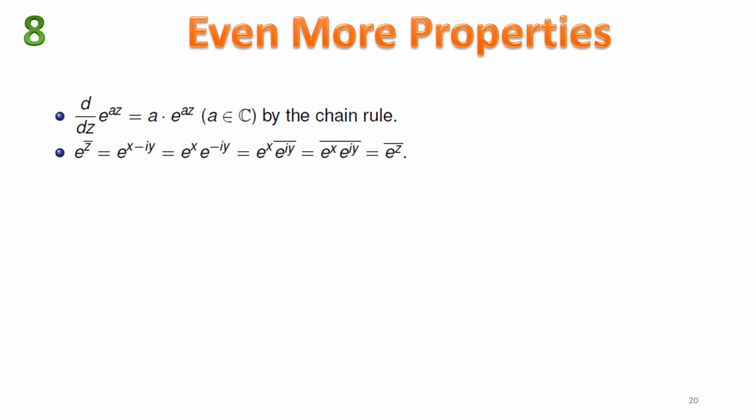So we can write that as a into e to the power az. Now we have e to the power complex conjugate of z. So the complex conjugate of z we are interested in. z is equal to x plus iy. So the conjugate of that z will be x minus iy, and we can factor this as e to the x into e to the power minus iy.